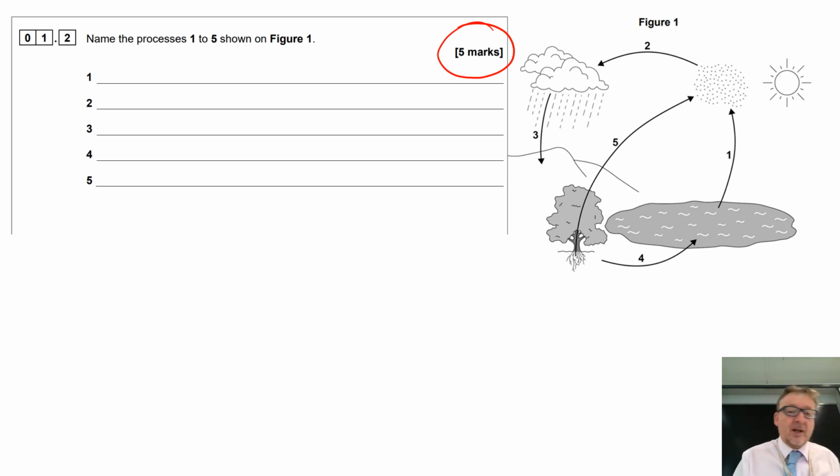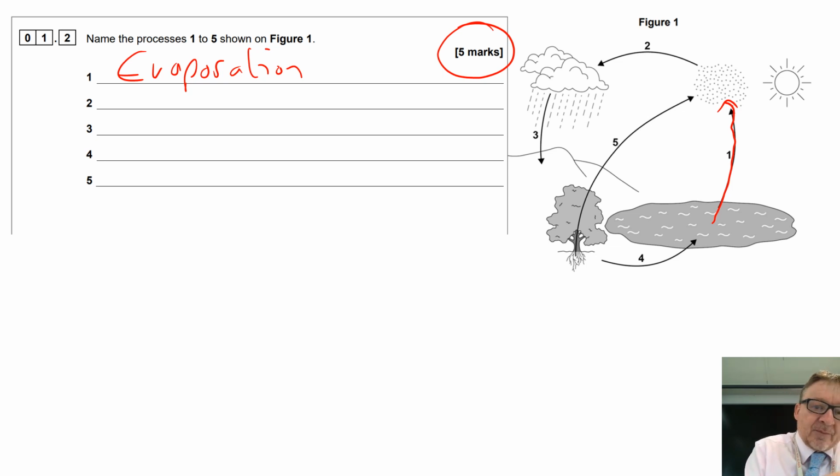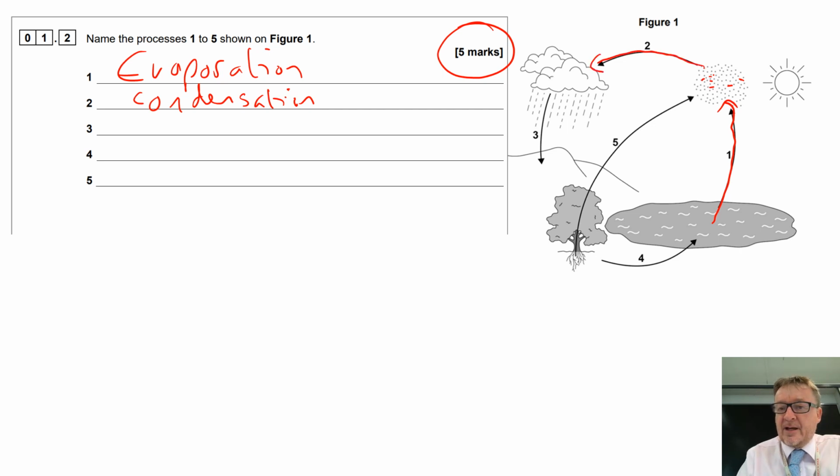Number one is evaporation. That's where it's going from a lake up into the atmosphere. Number two is condensation, when it goes from gas vapour in the sky to where it then becomes clouds. Number three is when it's raining. Obviously, you can't put raining, you've got to put precipitation. That's the posh name for raining.